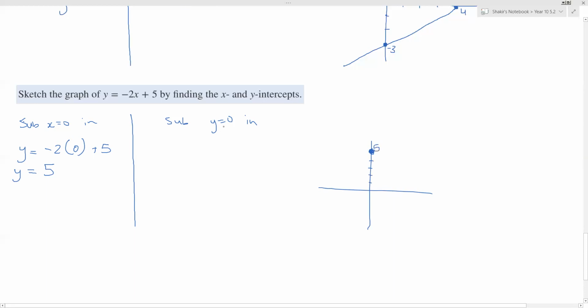Then I sub y equals 0 to find the x-intercept. So any place I see y, I'm going to put 0 in. I see y there, I'm going to put 0. 0 is equal to negative 2x plus 5. And now I'm just going to solve this.